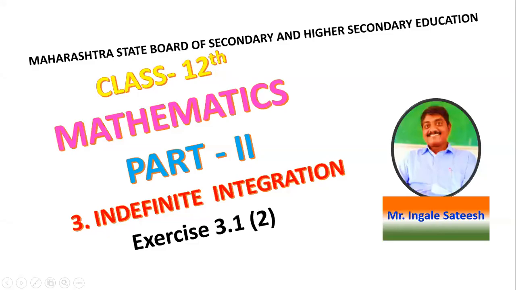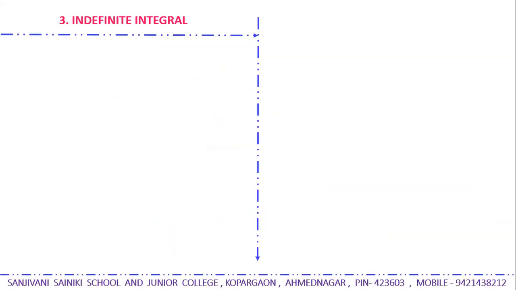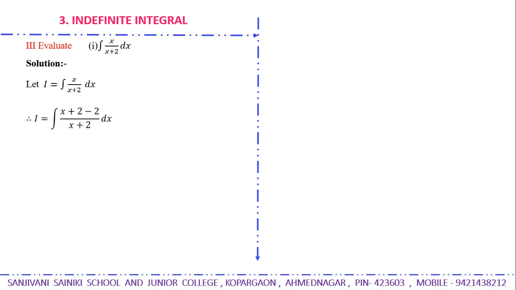Today we will see the remaining examples from exercise 3.1 based on elementary integral formulae. The first example from that is the integral of x upon x plus 2. So how to integrate it with respect to x? The denominator contains x plus 2 and the numerator contains only x.